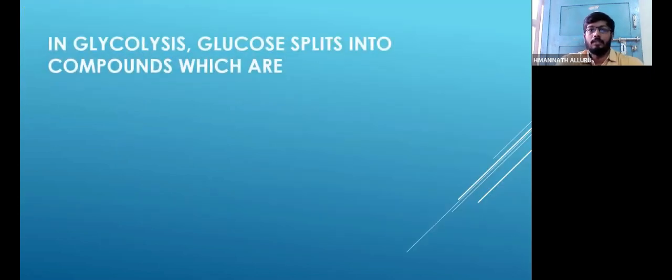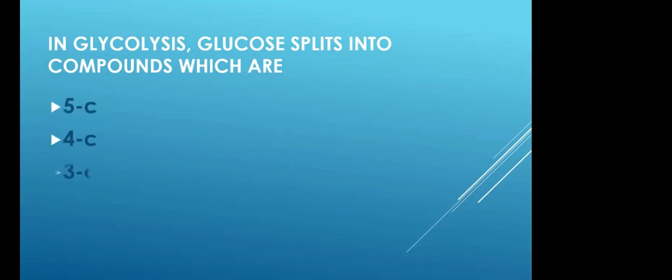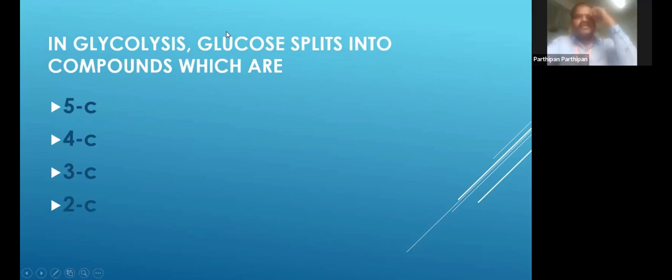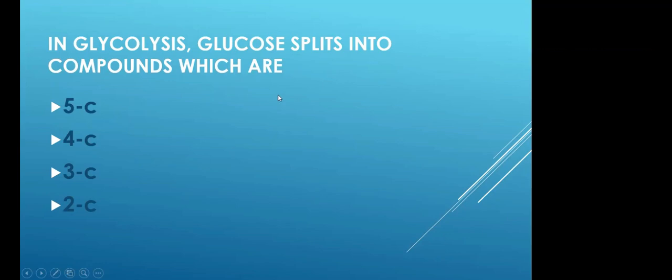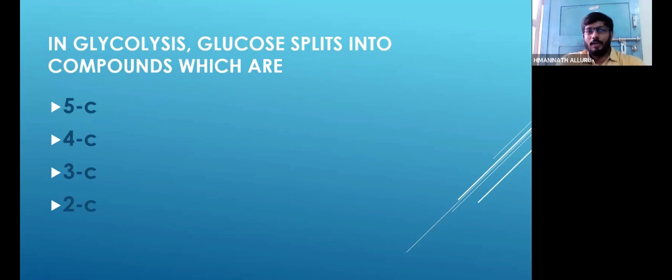Before saying that, I want you to please try to answer this question. You can put it in the chat box also. Three carbon compounds. Pyruvate, very nice. Pyruvic acid, two molecules of 3 carbon compound. Yes, very nice. The 6 carbon molecule is split into 3 carbon molecules, which are 2 in number.